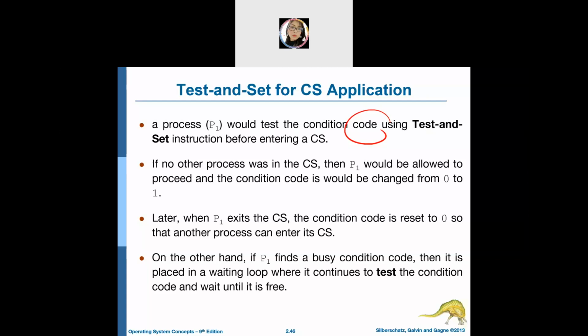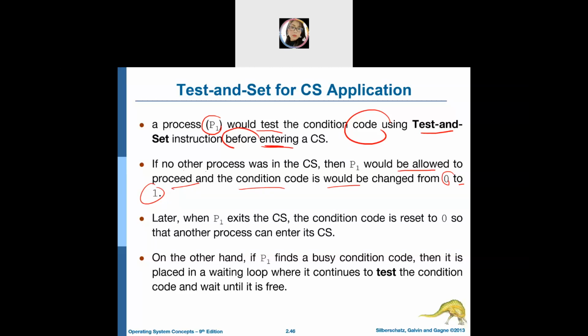If no other process waits in the CS, then P1 will be allowed to process and the condition code will be changed from 0 to 1. So you can see here the flow. First of all, by using test and set, let's say you have P1 here. You're going to test the condition code using the test and set instruction before entering. So this is the first one.